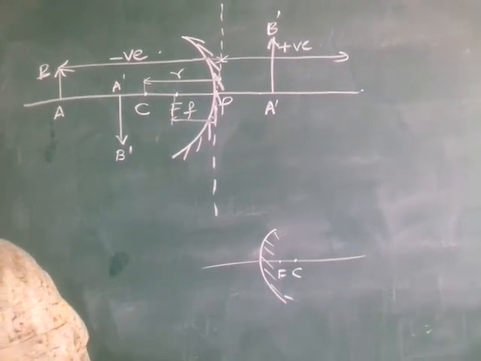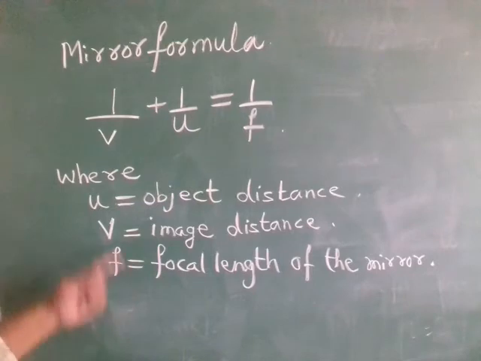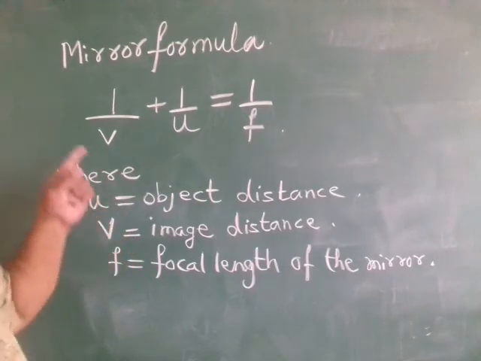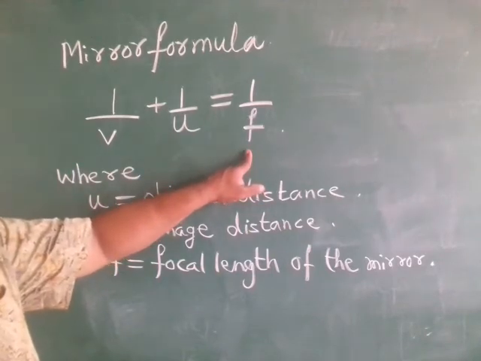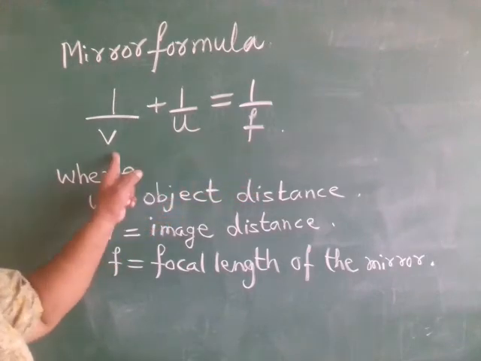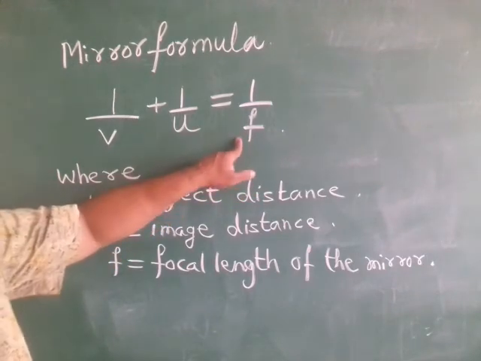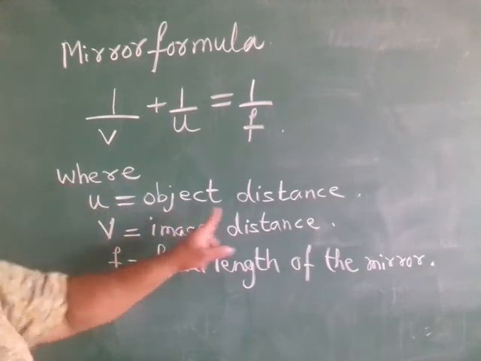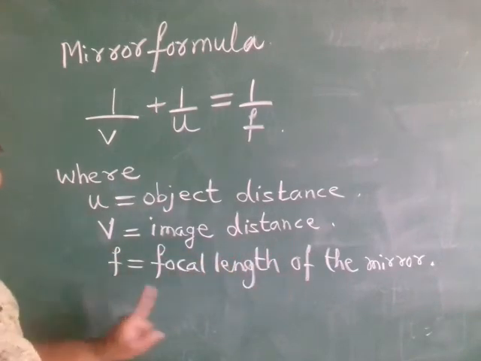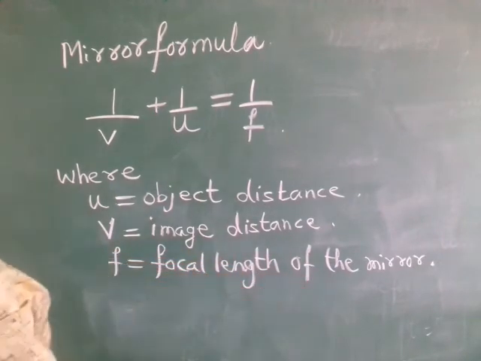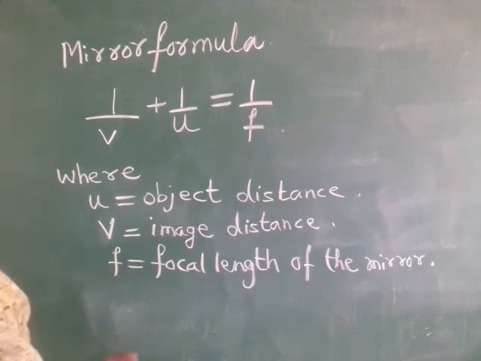Now we shall see the mirror formula. The mirror formula is 1 upon v plus 1 upon u is equal to 1 upon f, where u is the object distance, v is the image distance, and f is the focal length of the mirror. What is u? u is the object distance. What is v? v is the image distance. What is f? f is the focal length of the mirror. Now take down these notes.